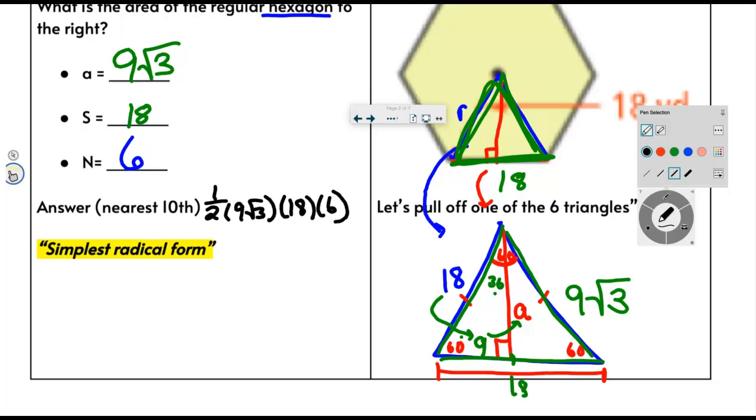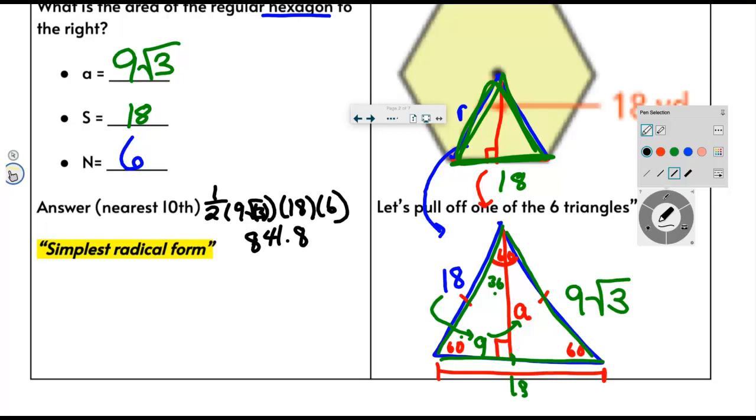Now to the nearest tenth, I just go to my calculator and I enter it all. Make sure if you have a calculator that puts a left parenthesis here, you need to close it. Okay, so you're going to do 1/2 times 9√3 times 18 times 6, and you're going to get an 841 point. It looks like I wrote an 8 there, to the nearest tenth.